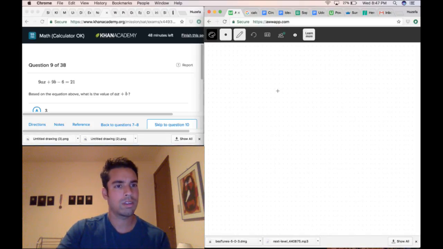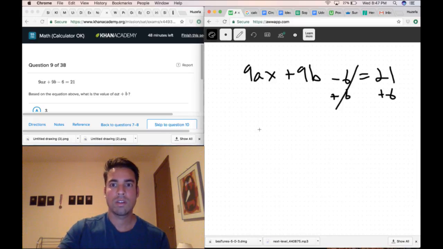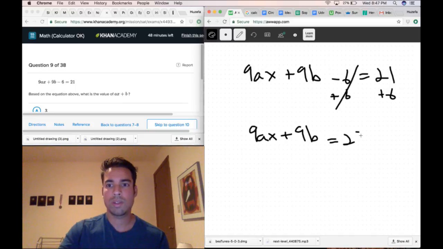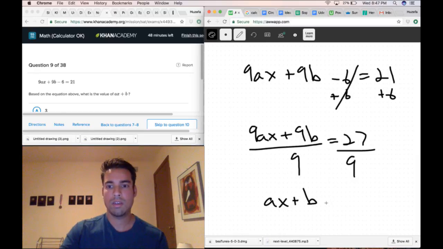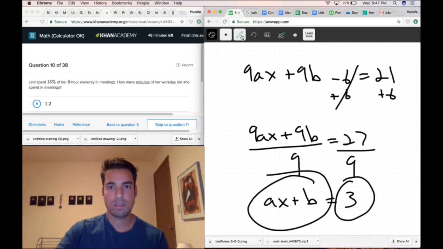Oh, interesting. Okay, let's isolate ax plus b. So 9ax plus 9b minus 6 equals 21. So I'm going to add 6 to both sides. We got 9ax plus 9b equals 27. Divide both sides by 9. We get ax plus b equals 3. Oh, sorry, 3 is our answer. That's right there at the top. Next question.